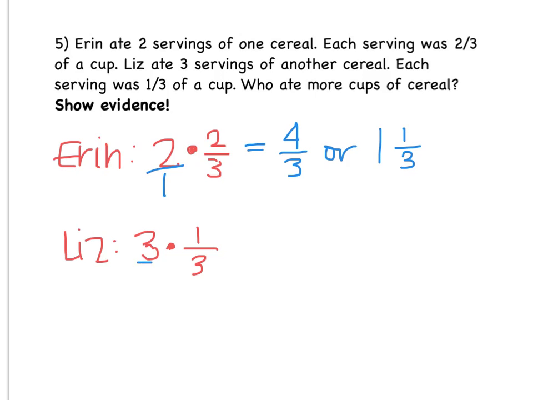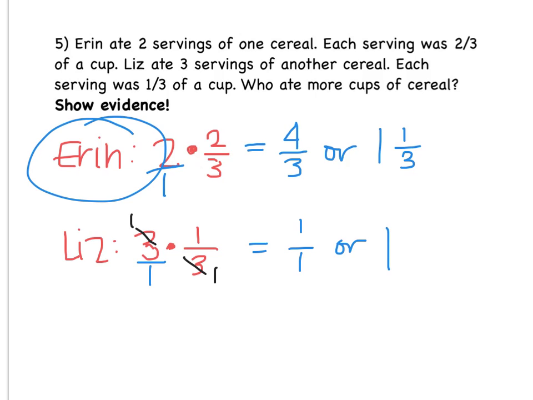For Liz, I'm going to put the 3/1, and then I can multiply straight across, but I could also even do some cross-canceling. 3 divided by 3 is 1. So when I multiply straight across, I am going to get 1 times 1 is 1, 1 times 1 is 1, or 1 whole. So the answer to the question, who ate more cups of cereal, is Aaron. So Aaron ate more cups of cereal.